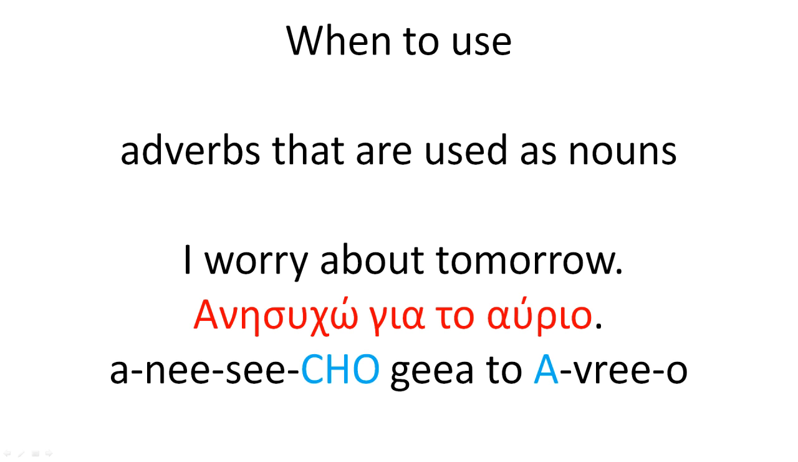Another thing that you might have noticed is that we do not translate the word I. And the reason for that is because we can deduce the person from the ending of the verb. So most of the times we don't use the personal pronouns, with the slight exception of wanting to emphasize. Let me give you an example. If someone asks who is worrying about tomorrow, then I would say I worry about tomorrow. Εγώ ανησυχώ για το αύριο. So in this case, I would translate the personal pronoun I as well.